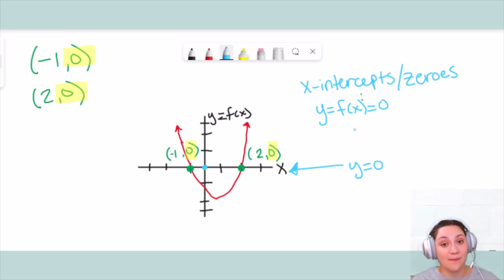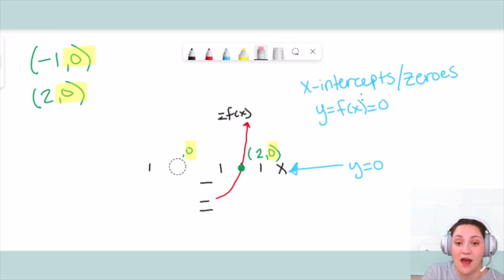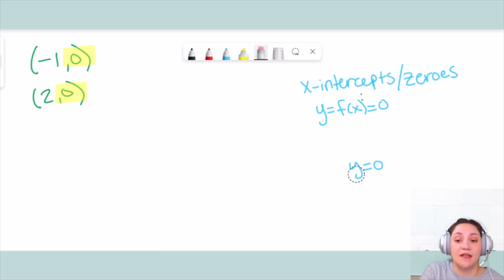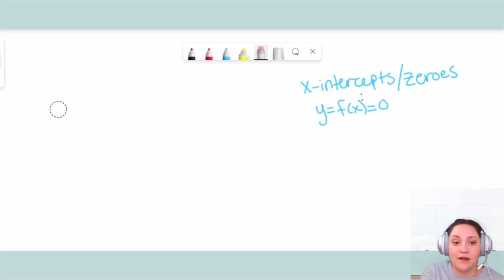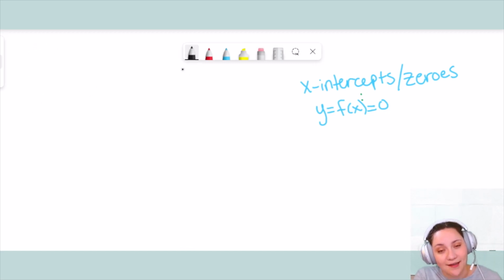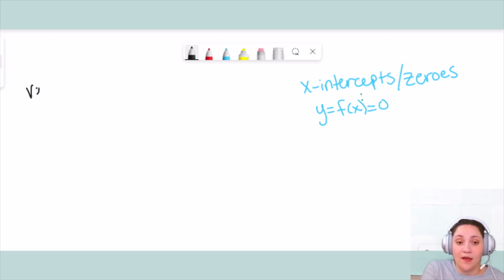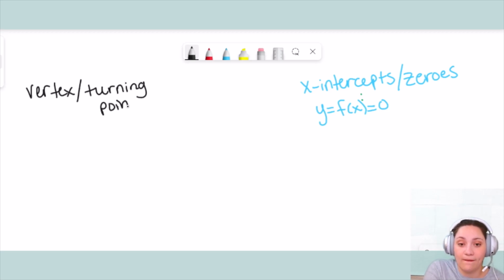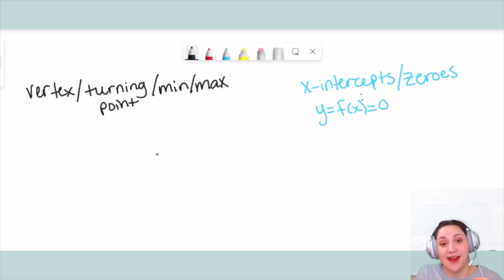So x-intercepts and zeros are the same thing. So don't get confused thinking that they're 2 separate things. No, they're not. They're the same, and it's simply where the function crosses the x-axis, which means the function is equal to 0 there because y is equal to 0. Just like we said that vertex could also be called a turning point, or could be the minimum or the maximum, depending on the function. We have multiple ways to say the same thing.